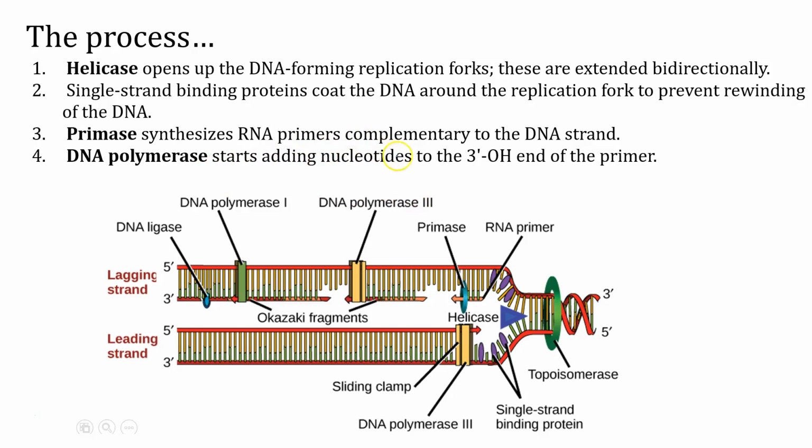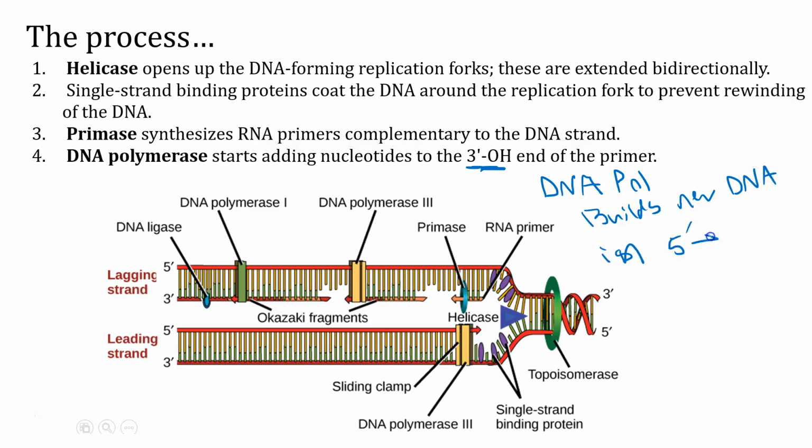DNA polymerase can only bind to a 3' end of a primer. And furthermore, DNA polymerase builds new DNA in the 5' to 3' direction only. And this is where everything gets all confusing. Okay, because take a look.